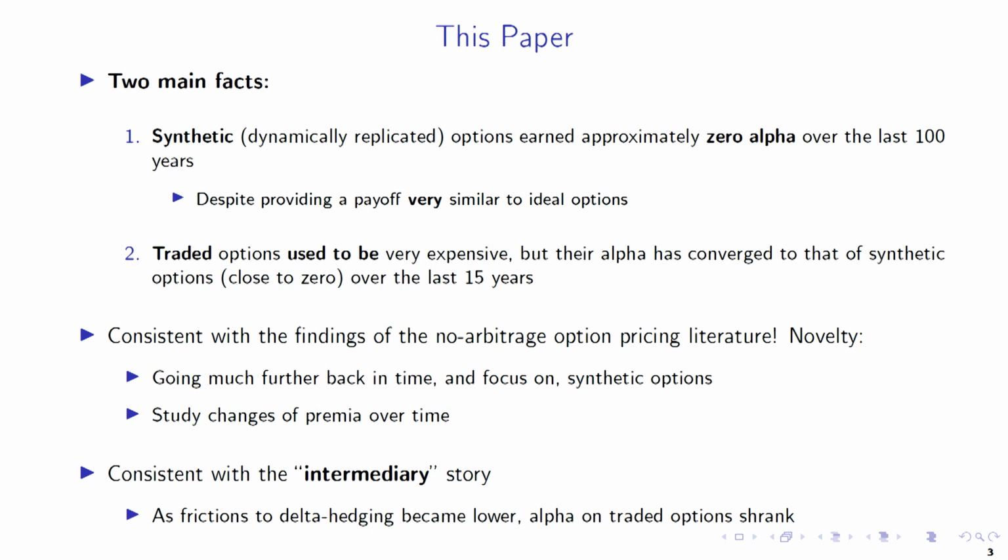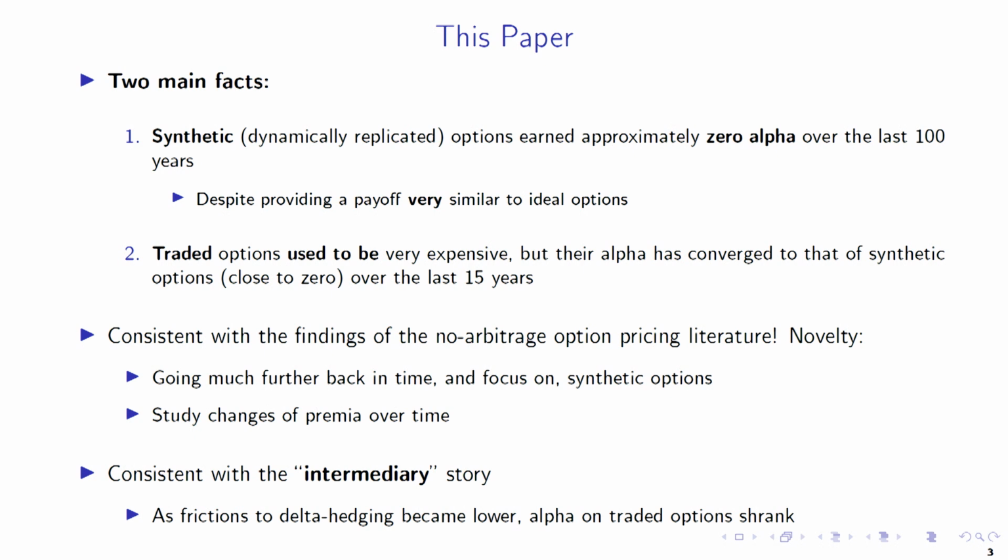Whereas again, the average returns historically, if you go back to August 1987 when the monthly index options start, what we see is those massively negative alphas on the traded options. So fact number one is the synthetic options don't earn the negative return that we see on the traded options.